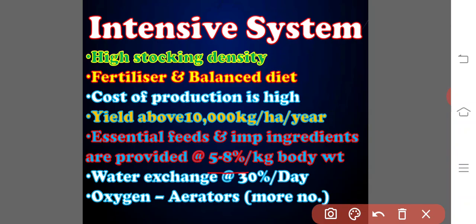In the semi-intensive, it is only 2%. But here, 5 to 8% of material, ingredients and nutrients, will be supplied per kg body weight of the fish. And the water exchange is also enhanced. Previously it was 10 to 20%, but here 30% of the water is to be released from the tank and refilled into the tank. And here we will use more aerators to supply an adequate amount of oxygen. When we compare to the semi-intensive, more aerators will be used, and thereby we will enhance the productivity rate.